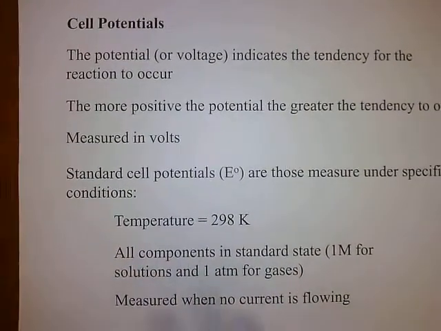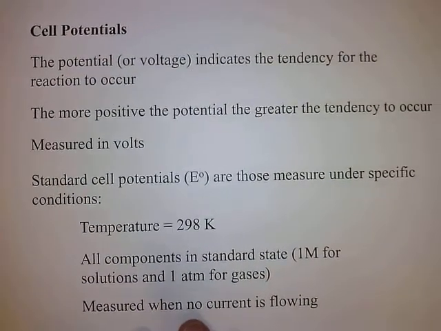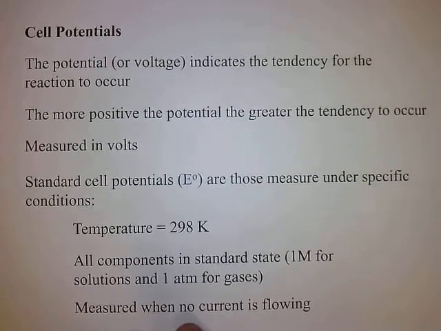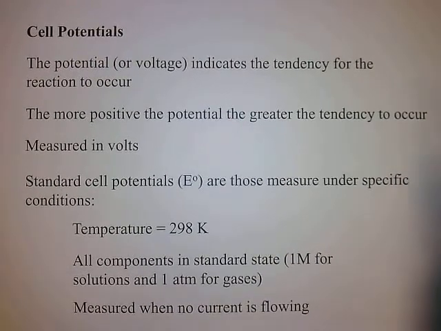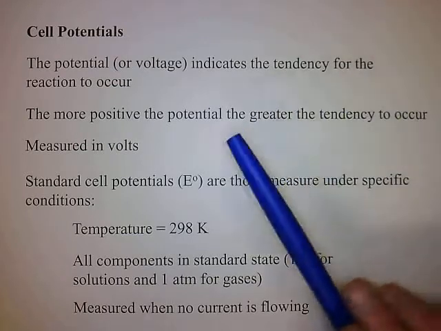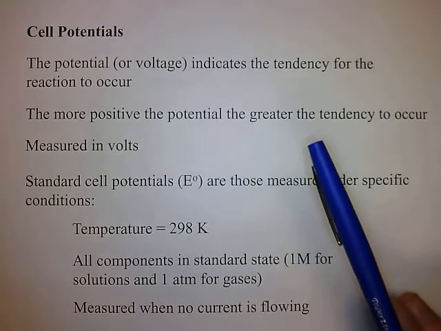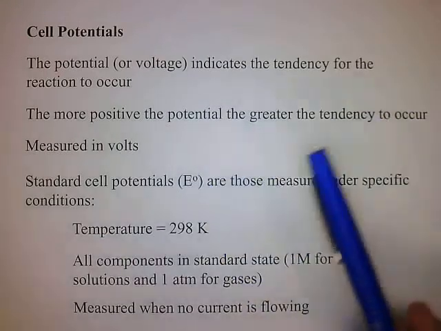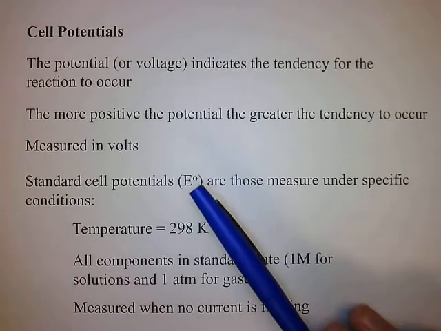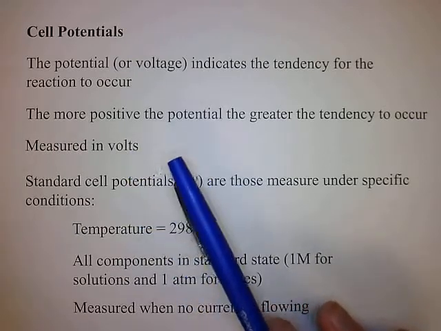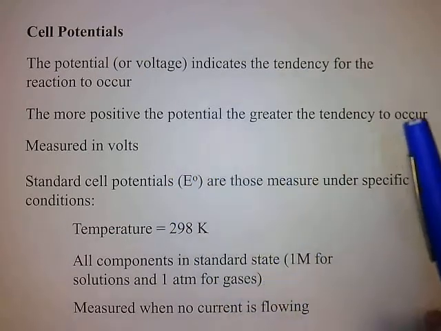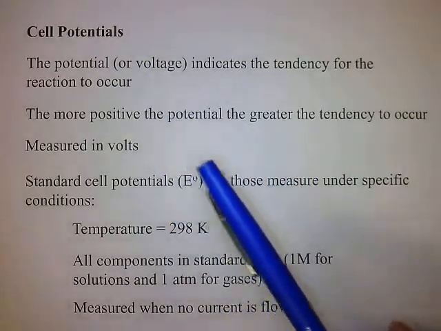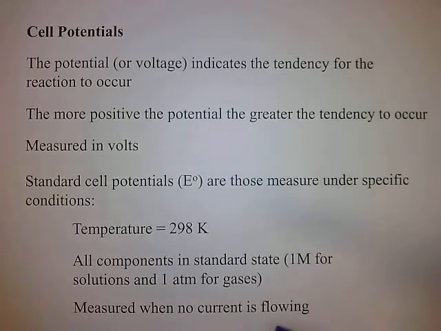So cell potentials, or the voltage, if you will, indicates the tendency for a reaction to occur. Okay, so with cell potentials, the more positive the number, the greater the tendency to occur. Right? So the more positive the number, the greater the tendency to occur. And this is measured in volts, right? And you have at least some practical experience with this. I mean, everybody's worked at some point with, let's say, a 9-volt battery. What does voltage really mean? It's the electrical potential, the tendency for the reaction to occur.